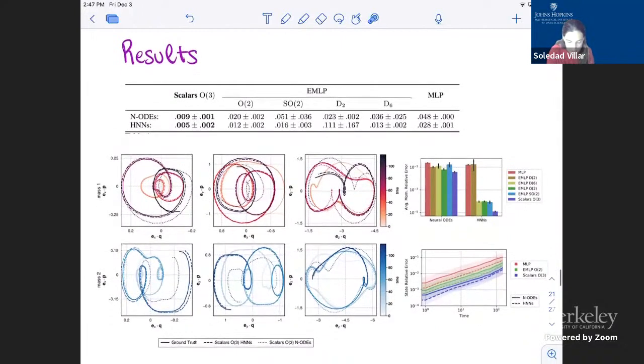And in these phase diagrams, we can see that the prediction with the Hamiltonian is much closer than the prediction that doesn't assume the Hamiltonian, just for that model.